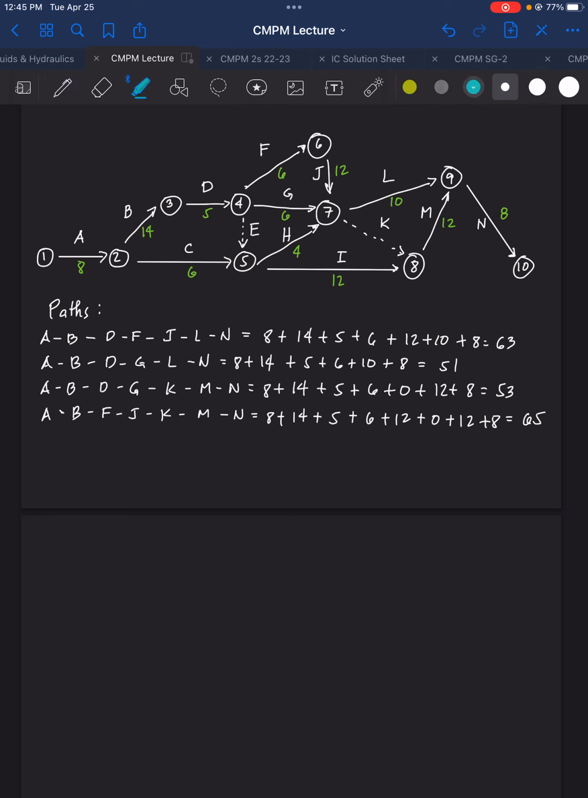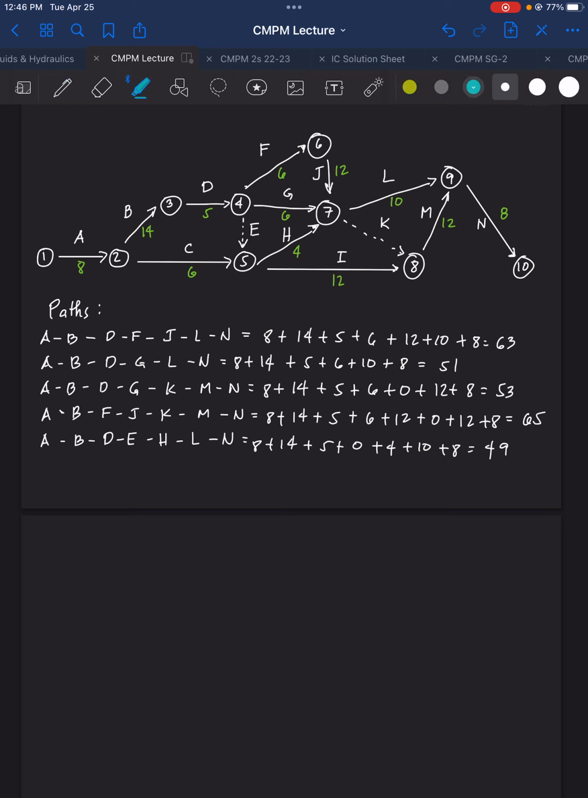Next, we have another path. A, B, D, dummy E, H, L, N. So that's the fifth path. So A, B, D, E, H, L, N. 8 plus 14 plus 5 plus 0 plus 4 plus 10 plus 8, and that is 49 weeks.